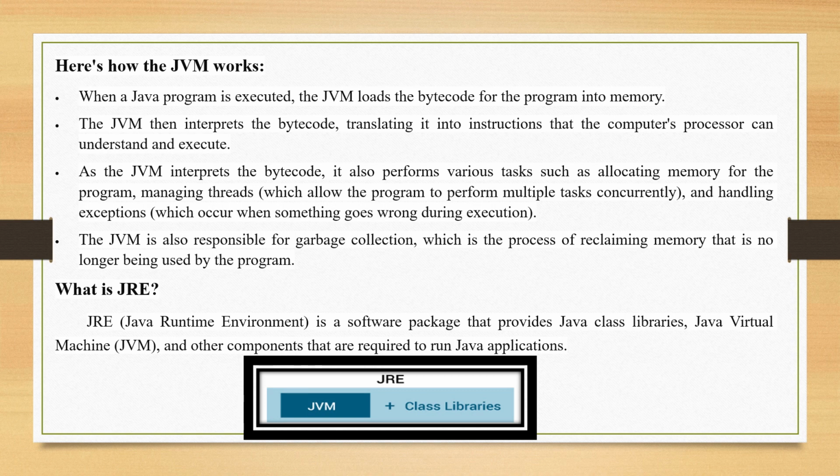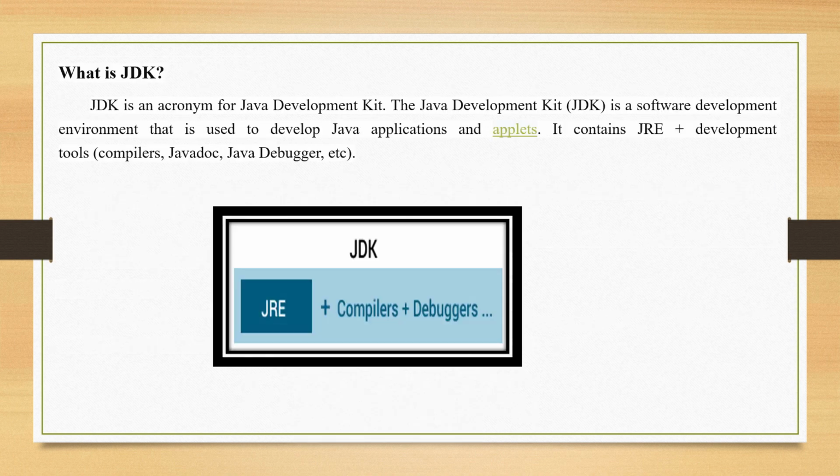Then we will see what is JRE. Java Runtime Environment is the full form of JRE. It is said to be a software package that provides the Java class libraries, JVM and other components. Here the JRE contains the JVM plus class libraries.